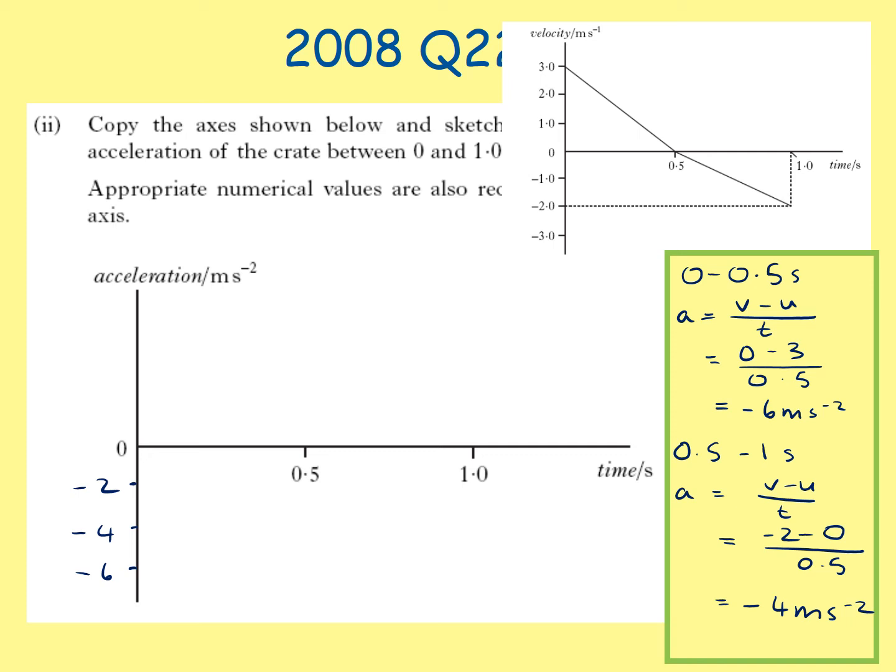That's why I've got this -2 here as well. We're starting off at -6 meters per second squared. Make your line straight with a ruler. Mine's going to be as close as possible there. And then we move to -4 meters per second squared. I'm just going to put a little dotted line here to show what's going on. And then we finish at 1 second. There we go. Mine's a little bit wobbly, but yours will be better than that using graph paper and a ruler.